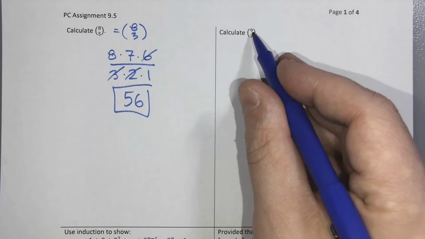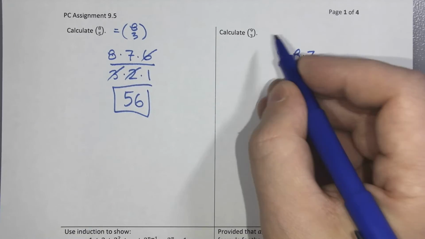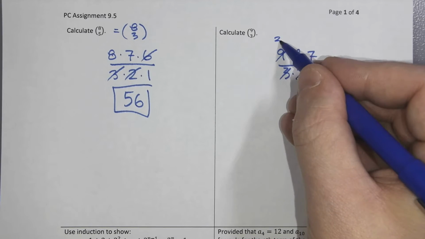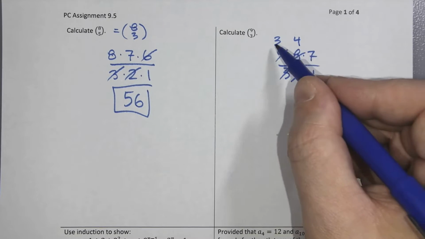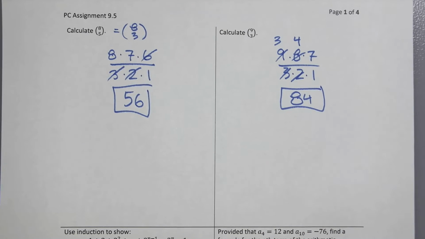Calculate 9 choose 3. I like the order on that one, so I'll go 9, 8, 7 on the top, 3, 2, 1 on the bottom. Reduce what I can see easily, and it looks like I get a 12 times 7, and that's an 84. So there is our coefficient on that case.